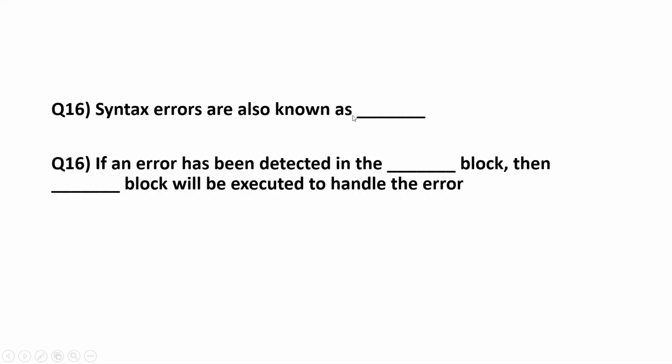Syntax error, also known as parsing error. If an error has been detected in the dash block, that is the try block, and then the dash block will be executed to handle the error, that is the except block. Okay, so the first answer is parsing error, the second one is try except.